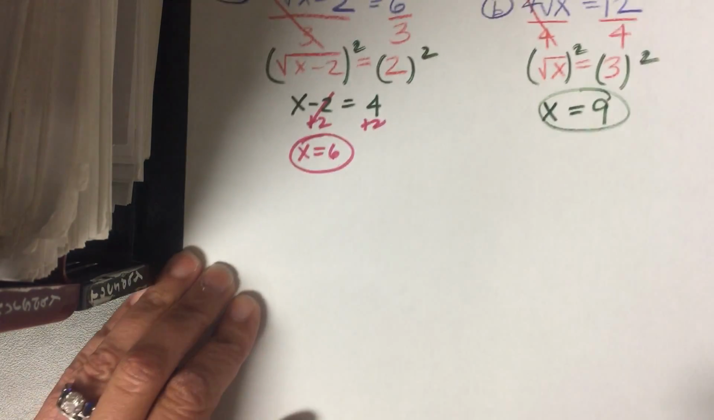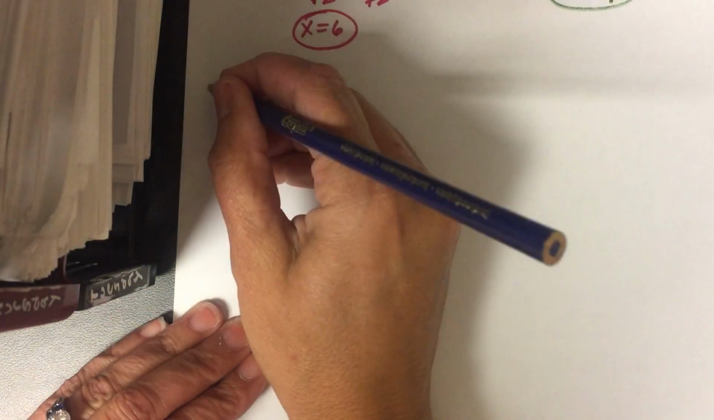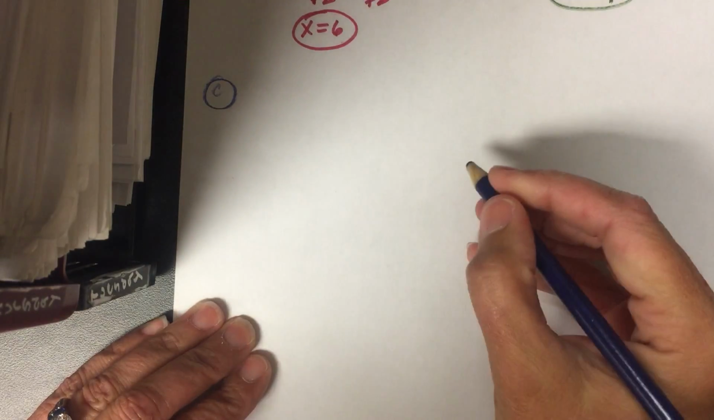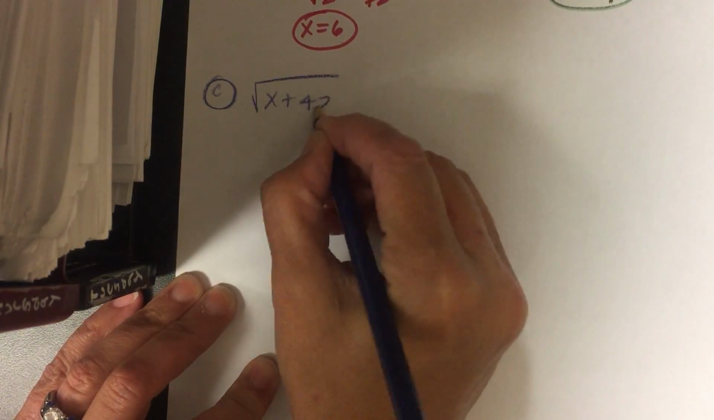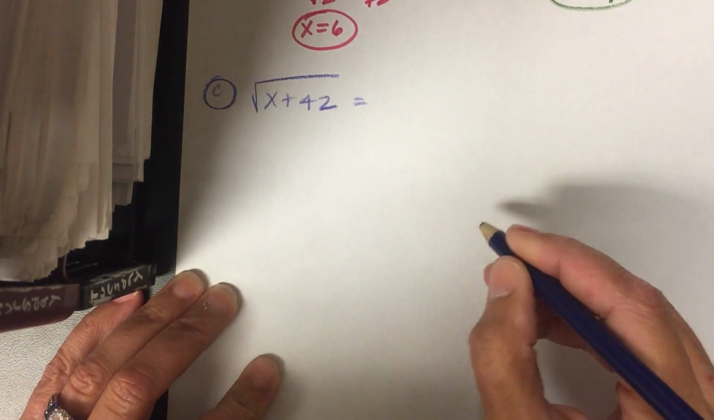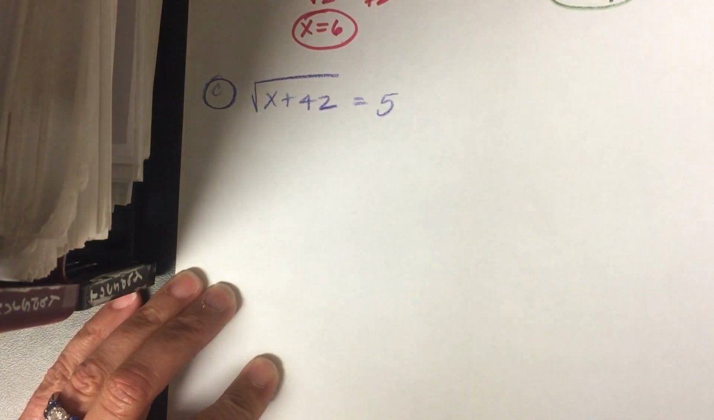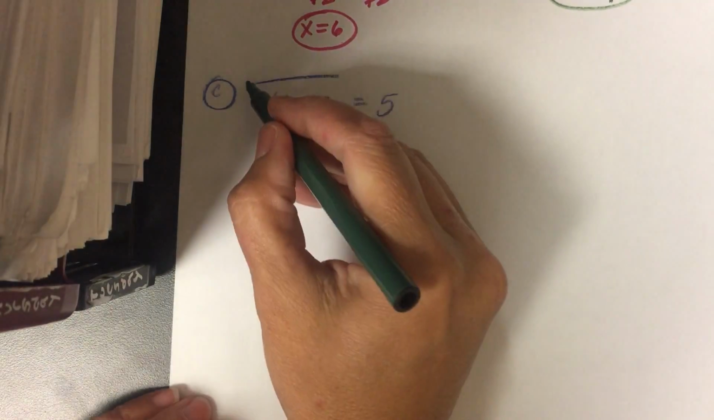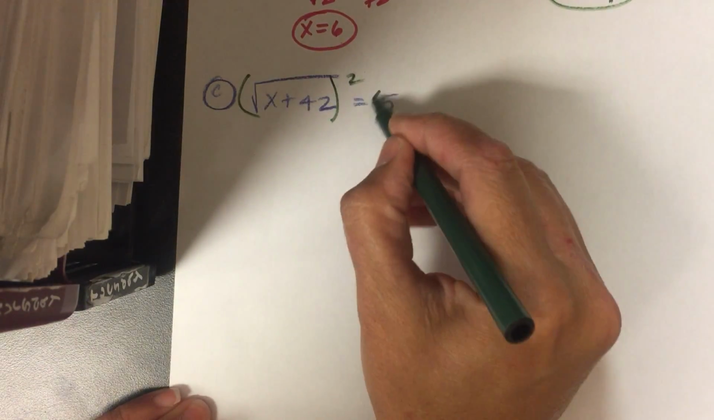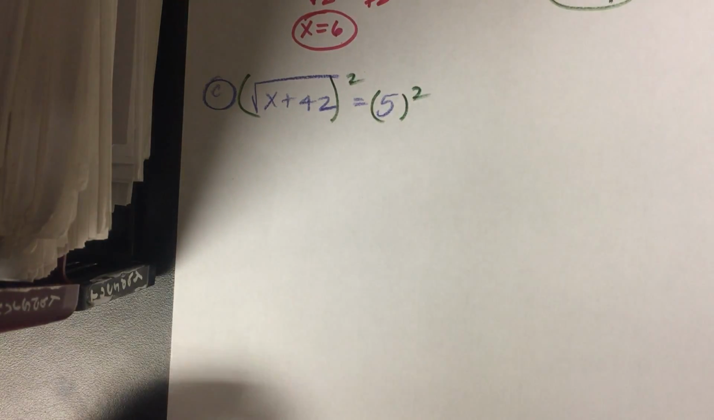All right, let's do the last one. And this is going to be part C for number 10. So we're going to have the square root of x plus 42 equals 5. Now, I don't have any additions or subtractions to do with this one. All I need to do is just eliminate the radical. So this one's already ready to square both sides.